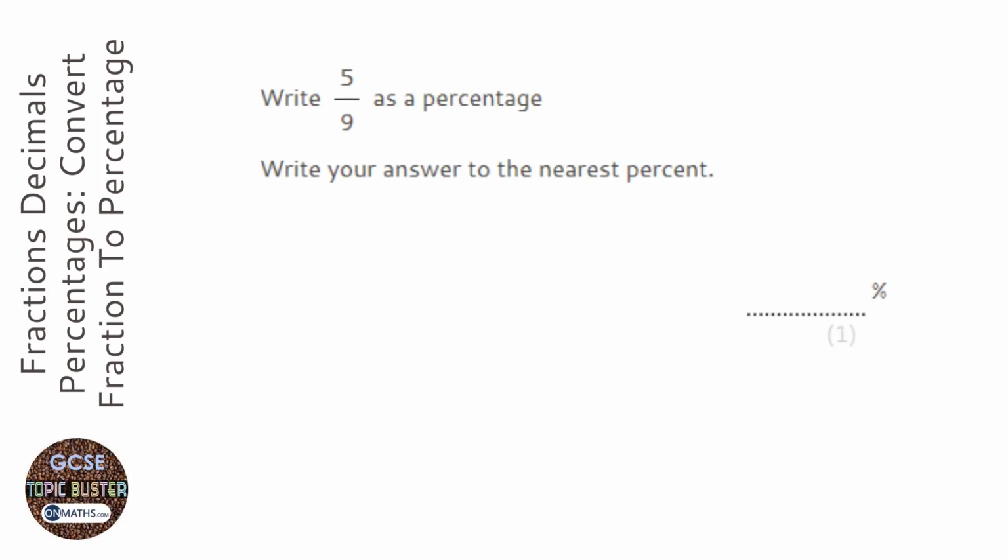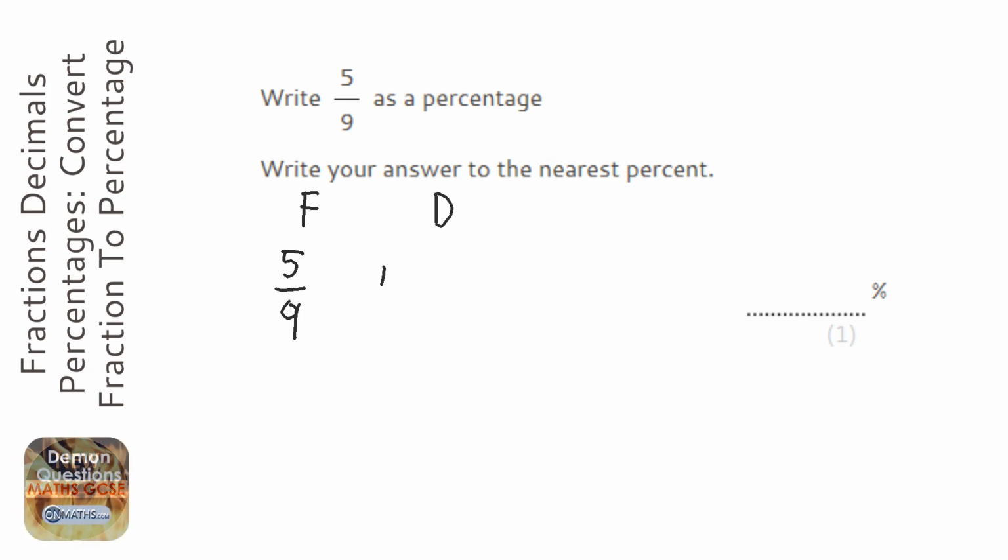Okay, so we're asked to write 5 over 9 as a percentage. Now to get from fractions to percentages, what you want to do is get to a decimal first. So to get from a fraction, which at the moment is 5 over 9, to a decimal, all you do is 5 divided by 9, because over just means divide.